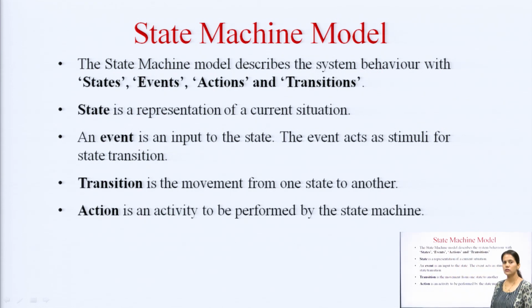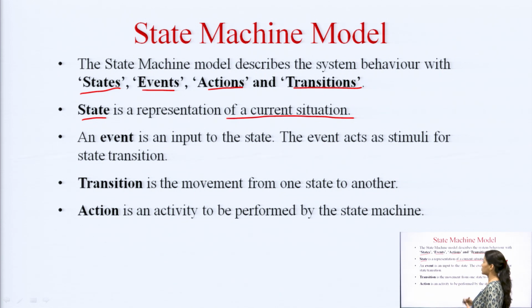Before going into details of the state machine model, let us understand the basic terms used in this model, that is, states, events, actions and transitions. So, what is a state? The current situation of a process is known as the state. There can be a waiting state, a blocked state, a running state, like this. So, the representation of a current situation is a state.